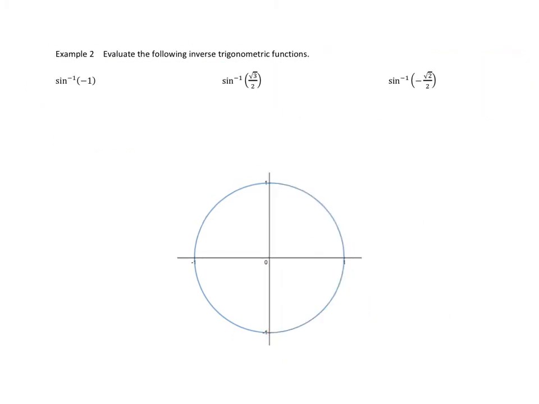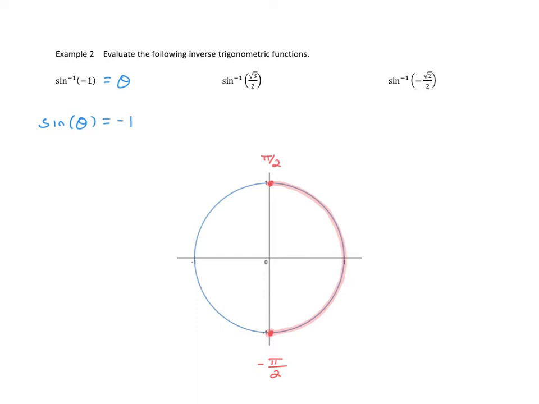Let's try a few more, using the other notation where we use sine inverse instead of writing arc sine. Again, on the unit circle, I'm going to focus my attention on angles that go between negative pi over 2 and pi over 2, and we are including both of the endpoints. To start with, sine inverse of negative 1. The answer is going to be some angle, and that angle falls between negative pi over 2 and pi over 2 inclusive. This is the same thing as asking, sine of what angle is equal to negative 1?